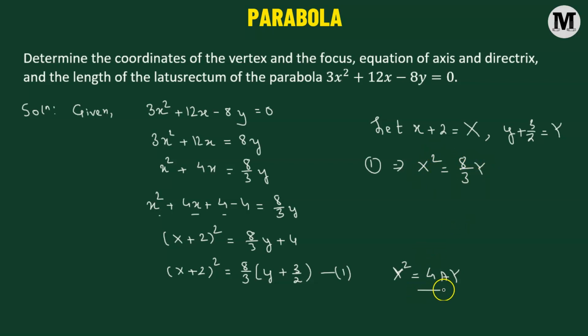Now this has the form X squared equals 4aY. So that means if we compare 4a with 8 over 3, then the value of a comes out to be 2 over 3. So we're going to use this value of a. Now what we'll do, we'll try to sketch the graph of the parabola x squared equals 4ay. And from this particular graph, we will try to figure out the parameters of the original parabola.